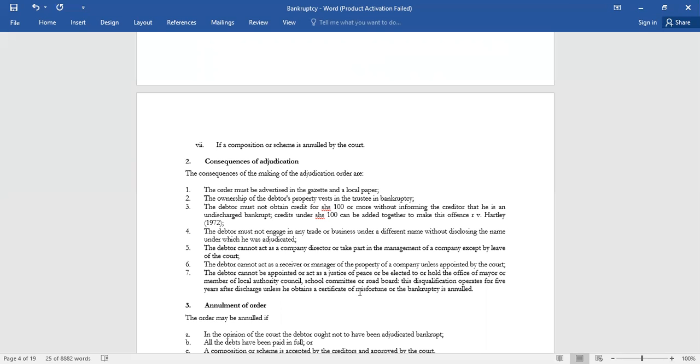You cannot sit even in a school committee. The MCA cannot even appoint you to oversee the roads. And for you to redeem yourself from the situation, you have to go ahead and get a certificate of misfortune. So it's not good to be bankrupt. Try as hard as you can to ensure that you are not bankrupt.